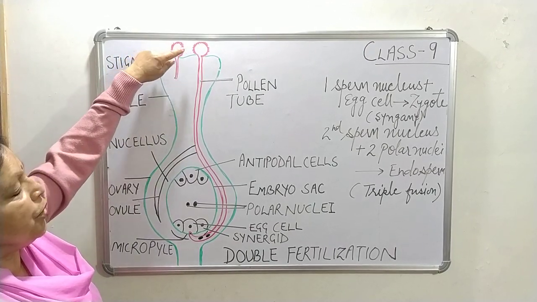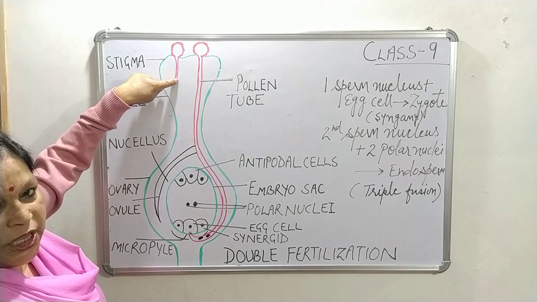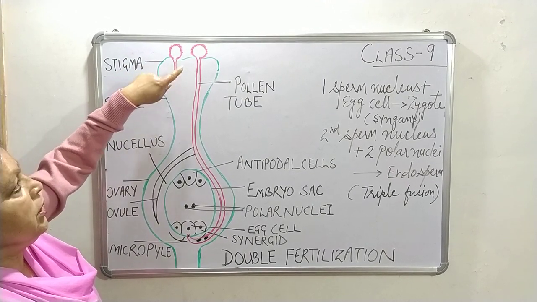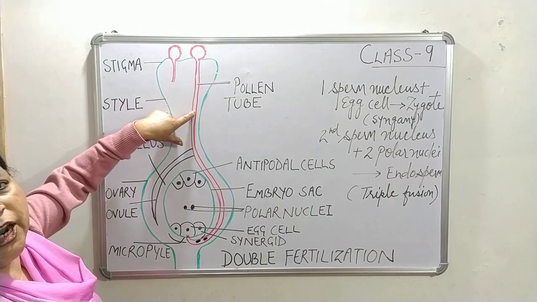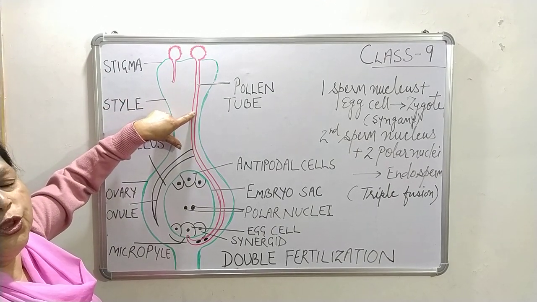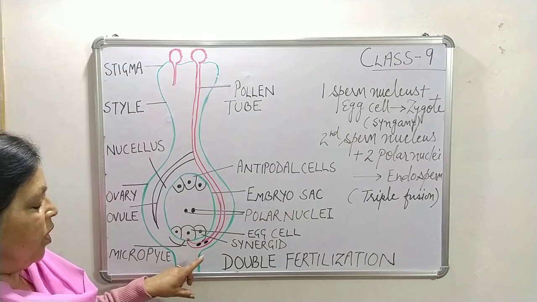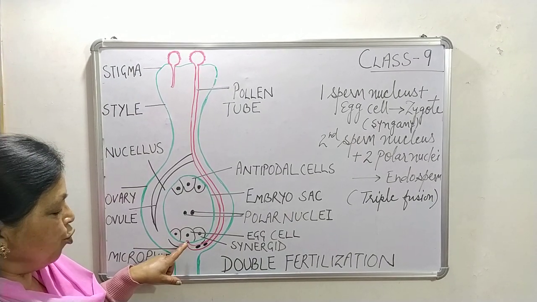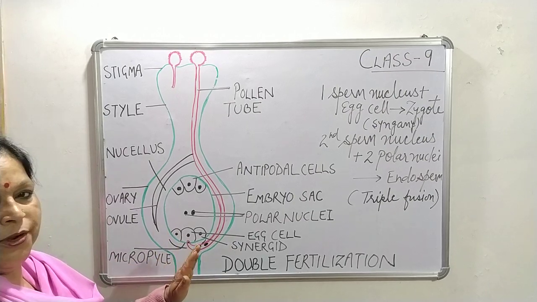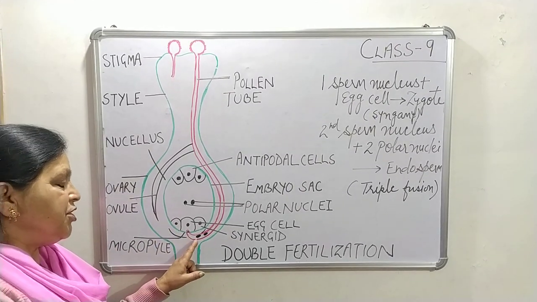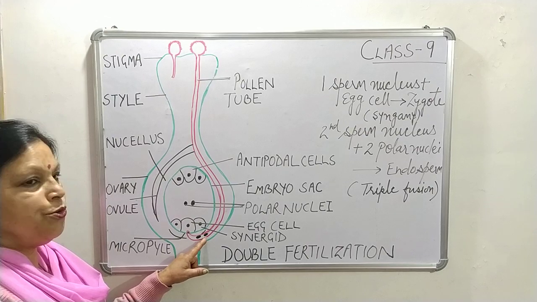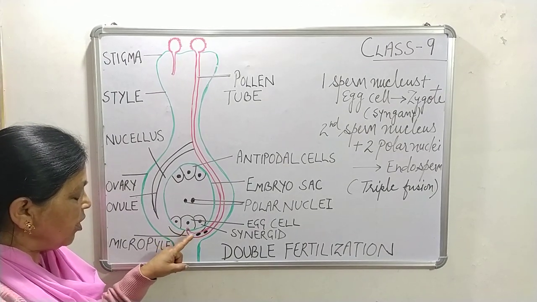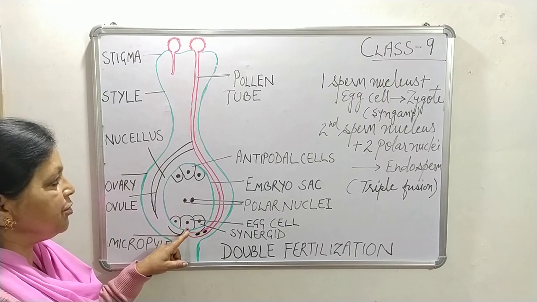Then each pollen grain will germinate by developing a pollen tube. This pollen tube contains three nuclei. One is the generative nucleus, the other is the tube nucleus, and as I told you afterward, the generative nucleus divides into two sperm nuclei. So in all there are three nuclei present in the pollen tube.